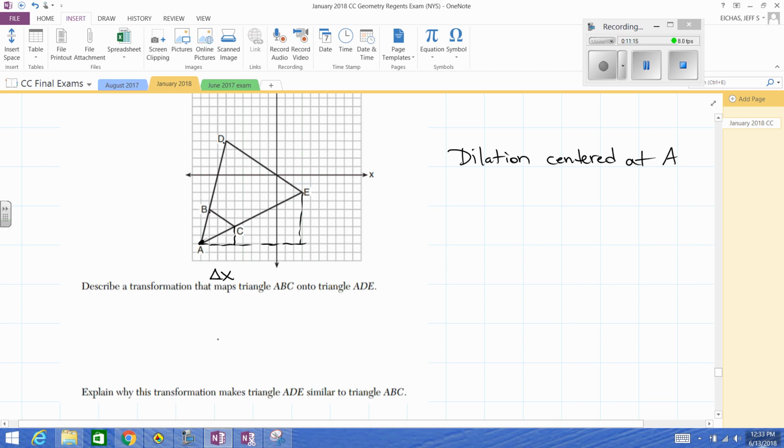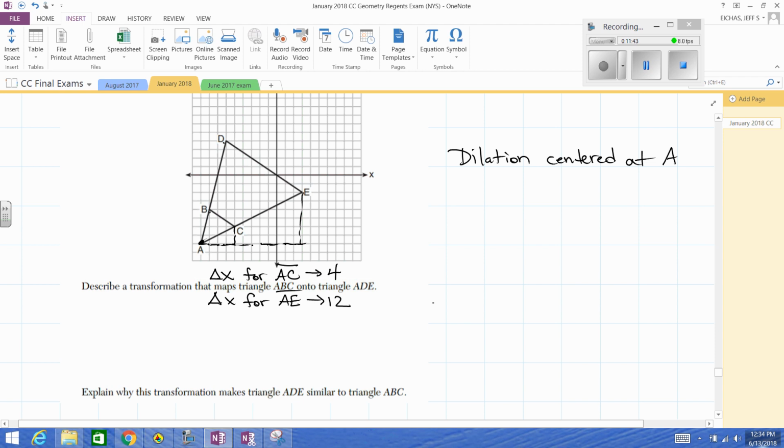So the change in X for A to C, right? That's 1, 2, 3, 4. The change in X for A to E, and all we need is a change in X. 1, 2, 3, 4, 5, 6. I got 12. Okay. Now, E is the image. The image is bigger, so it got further away.